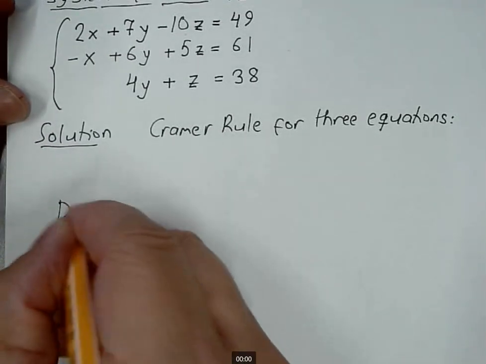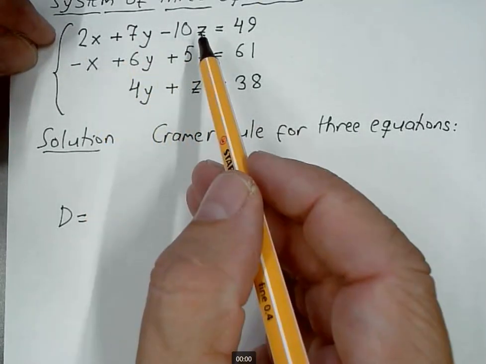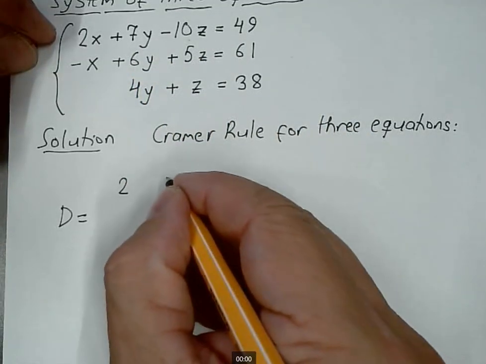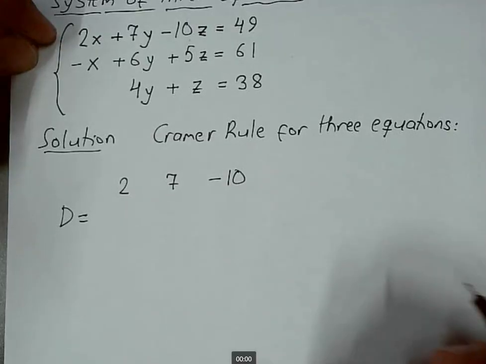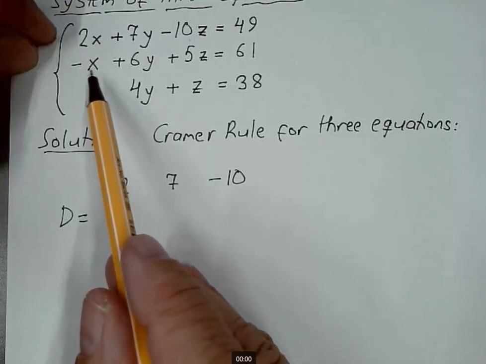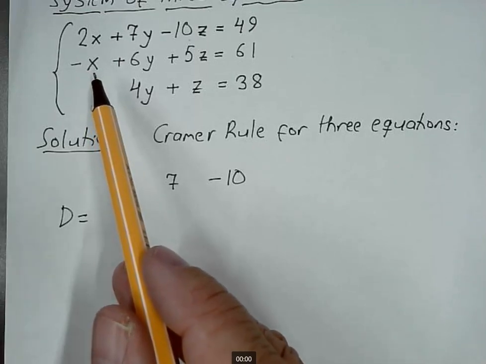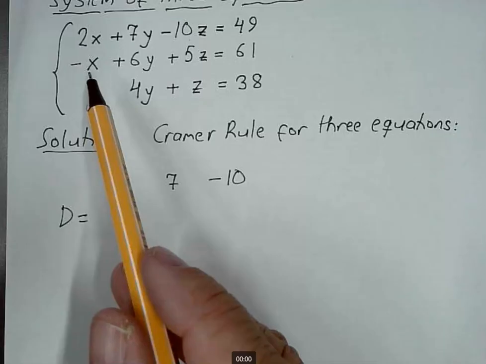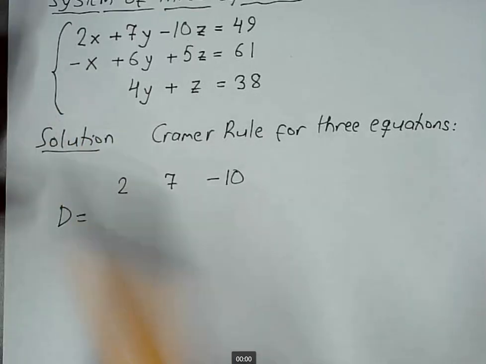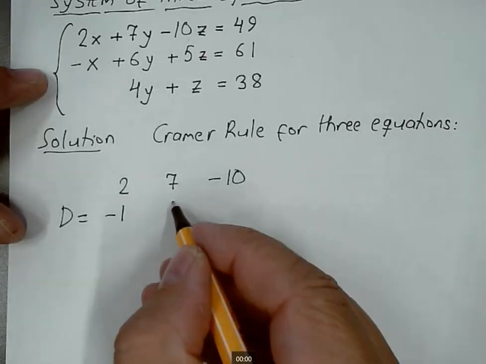We do the same here, but now we have to be careful. First equation is simple, because there are 2, 7 and -10. The next one is a little bit trickier because there is -x. Now we have to remember that this minus in front of x means that the x is multiplied by -1. So we pick -1 from that line, and 6 and 5.